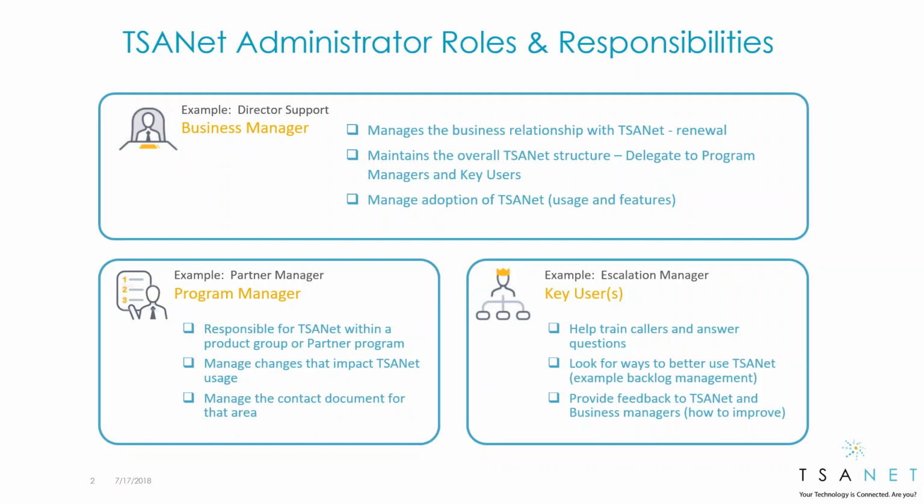So there's a lot to TSANet. I'm going to cover more of how you use it and how you can administrate it. We identify three different types of people within the TSANet structure. There's the business manager, who manages the relationship itself on the business side. They also maintain voting power since we are a not-for-profit. They would look at TSANet in a lot of different ways, but also strategically, which may come into how a partner manager might look at this.